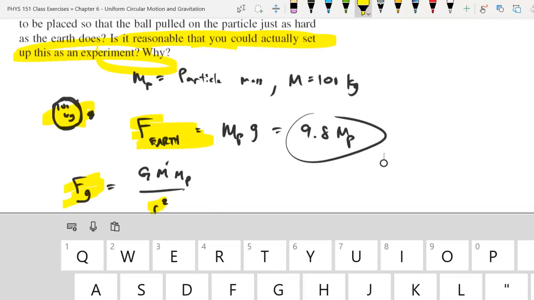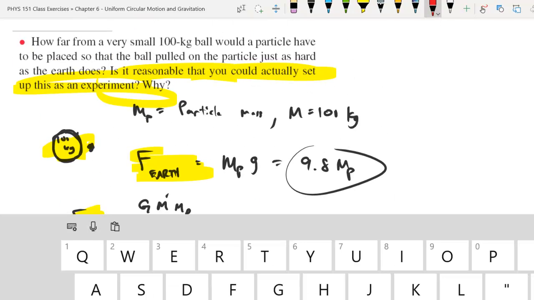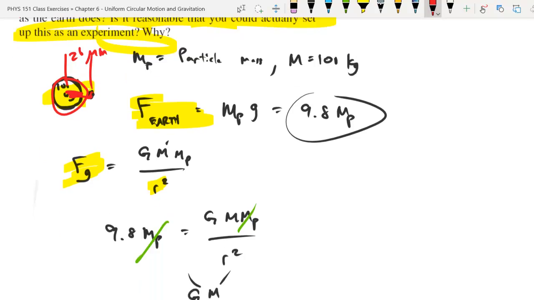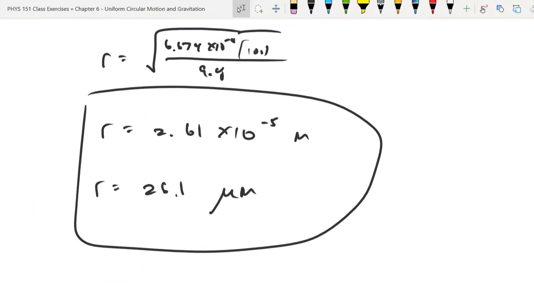Probably not, because this distance here, remember, the distance is from the center of this one to the center of this one. So this would have to be 26 millionths of a meter. And this is really small, but I don't think it's small enough, where its radius is 13 millionths of a meter. It's just going to be too close. I think this particle is going to have to be inside there. So that's not very reasonable to set up this experiment.